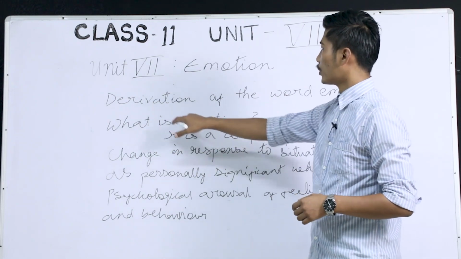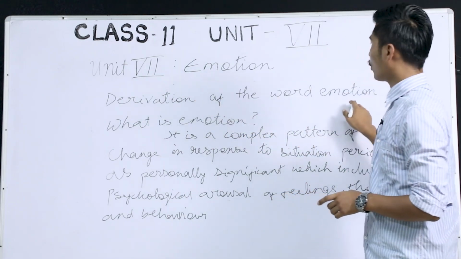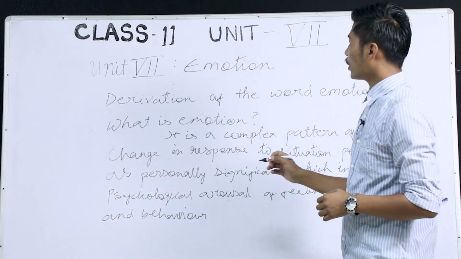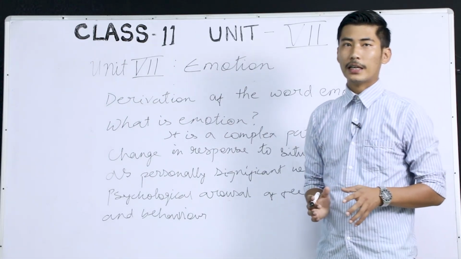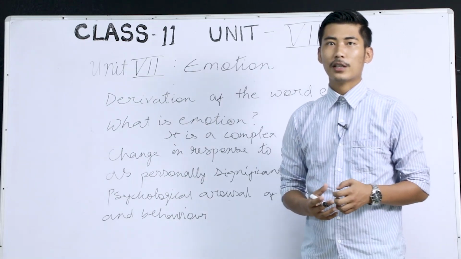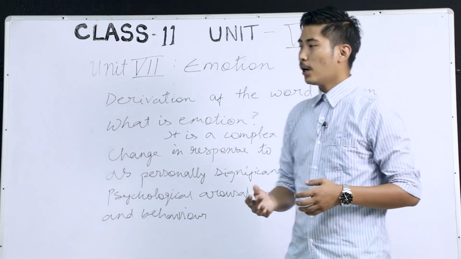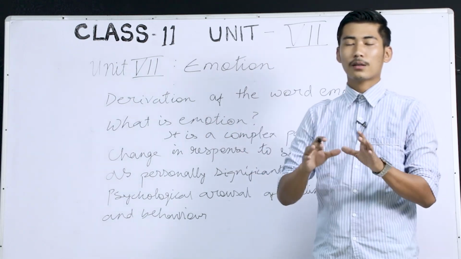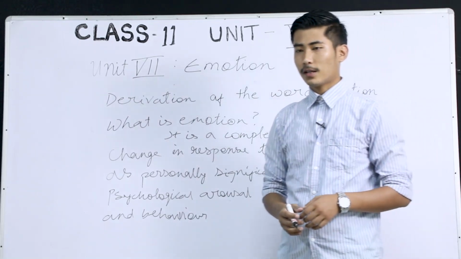Before I go to what emotion is, I want to give a short intro on the derivation of the word emotion. The word emotion is derived from the Latin word emovere. The spelling is E-M-O-V-E-R-E. The meaning of emovere is basically to stir up. So emotion is basically the stirring up of our psychological feelings, which can be in terms of anger, happiness, or sadness. These are the basic emotions that an individual goes through in our day-to-day lives.